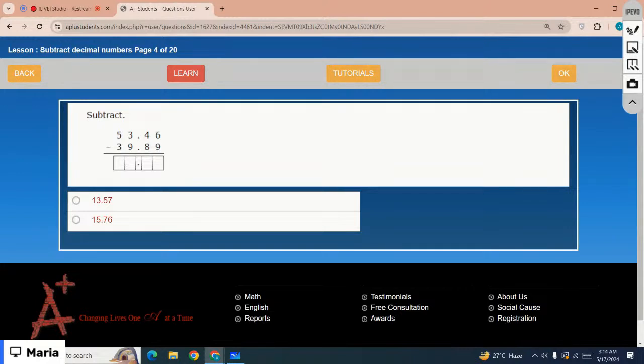53.46 minus 39.89, which is the correct option? The correct option is, yes, that is 13.57. Option number 1 is the correct option. 13.57 is the correct one.